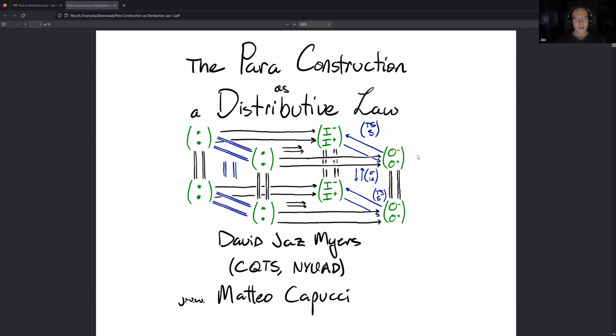And so this talk is in some ways a continuation of the previous talk that Matteo Capucci just gave. I had the pleasure of getting to hang out with Matteo and the rest of the Glaswegian group, the Strathclyde group, I should say, in Glasgow this summer. And Matteo showed me this diagram, which I've reproduced here.